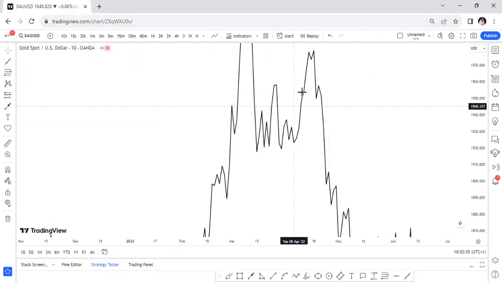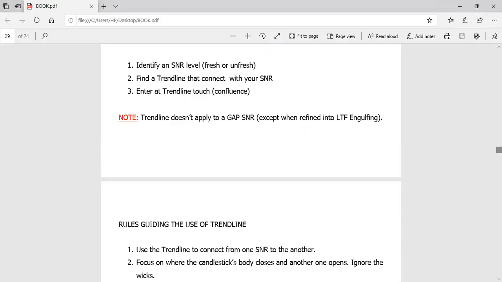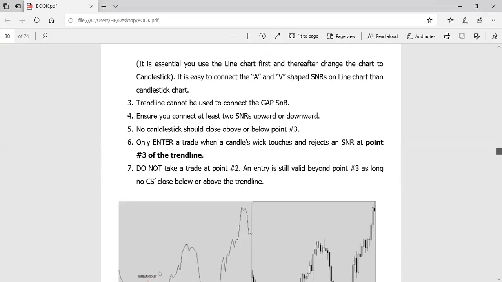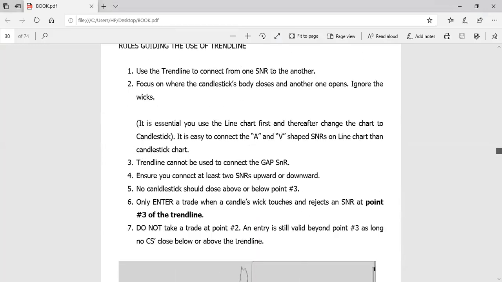So we come to this pattern here. We look into this pattern. So this is a different pattern now, a different type of SNR. Then rules guiding the SNR. Now I've told you you don't need to use trend line on a gap, please. You use trend line only on regular SNR. You use it on a breakout. There's a breakout trend line.